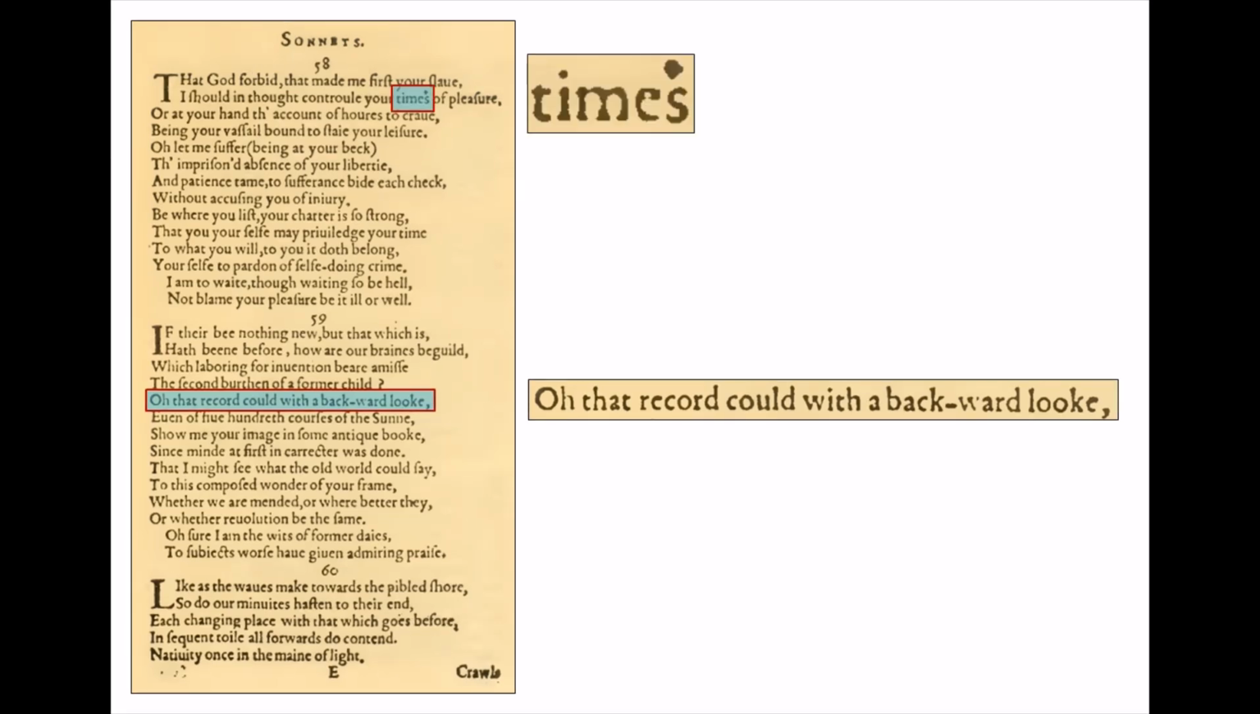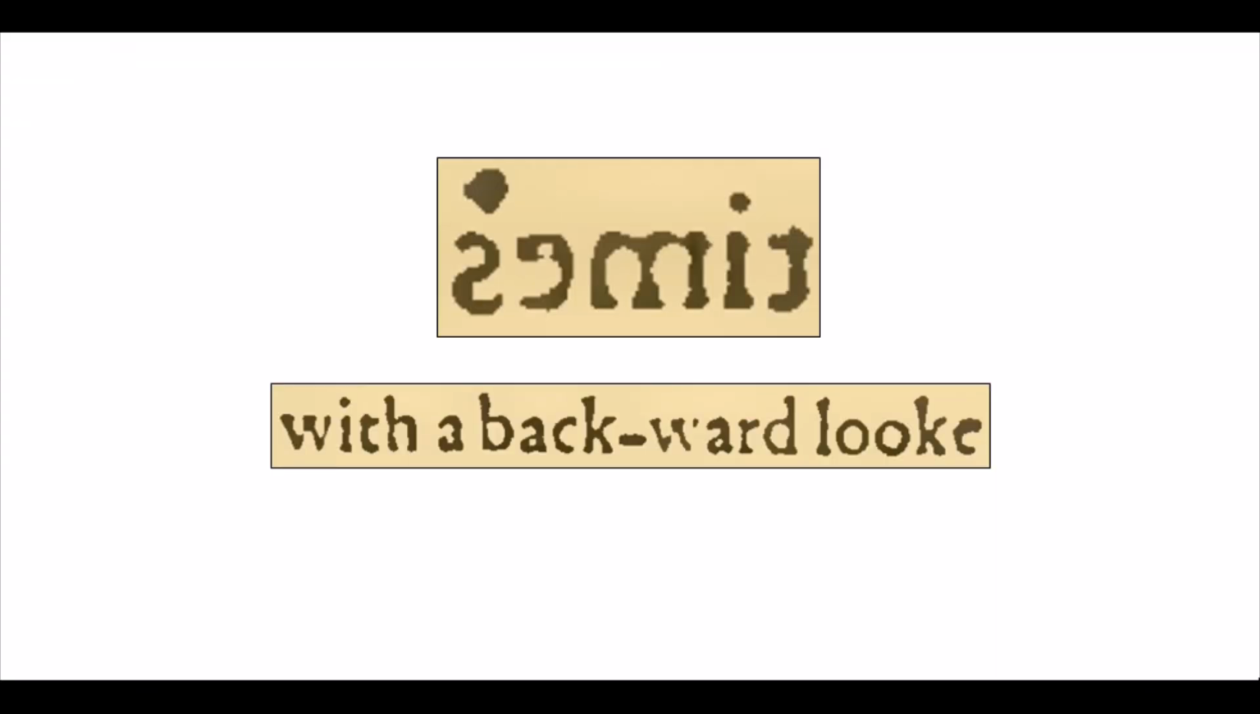Further up the page, the word times appears with a dot printed over it. Now if we look at the word times with a backward look, it would appear backwards like this, spelling S-E-M-I-T. Before I explain what this means, check out another potential clue.